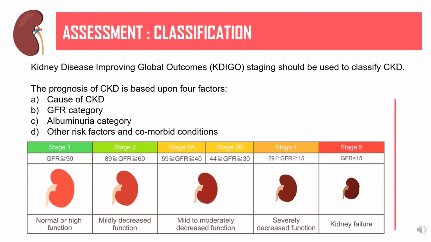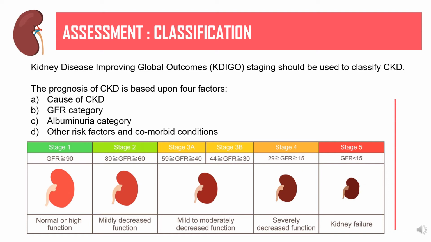After you calculate the estimated glomerular filtration rate, you need to classify this patient using the Kidney Disease Improving Global Outcomes staging. There are 5 stages for this chronic kidney disease. Before that, the prognosis of chronic kidney disease is based upon 4 factors: the first one, the cause of chronic kidney disease, as mentioned previously, the GFR category, albuminuria category, and other risk factors and comorbid conditions.